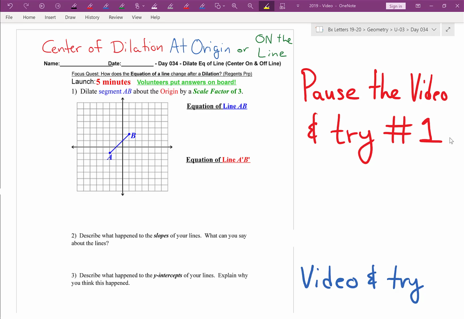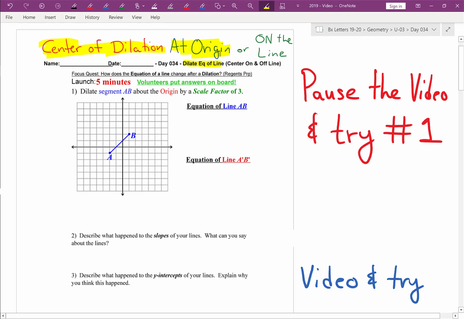Right, today we're going to be talking about how to dilate the equation of a line, specifically when the center of dilation is one of two things, either at the origin, which there will be a rule to know, or if the center of dilation is on the line, which there will be a different but similar rule to know. So at this point, we would like you to pause the video and try number one.